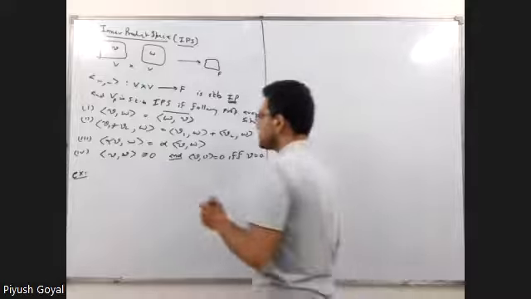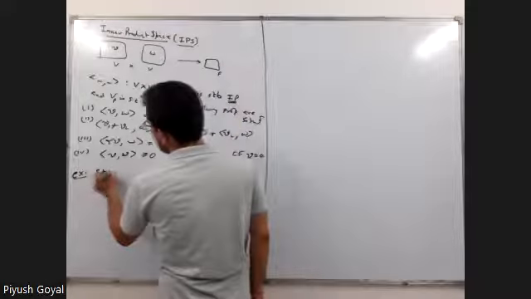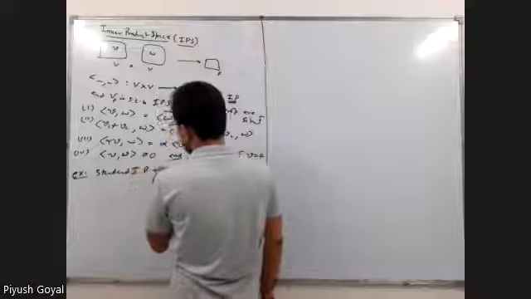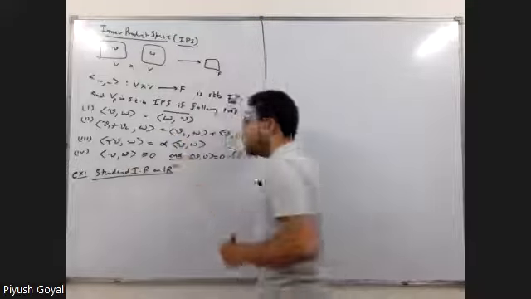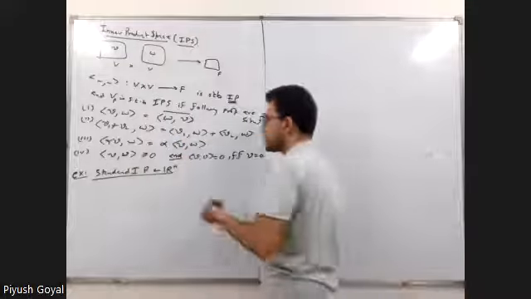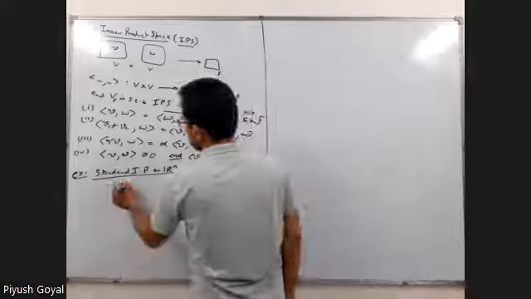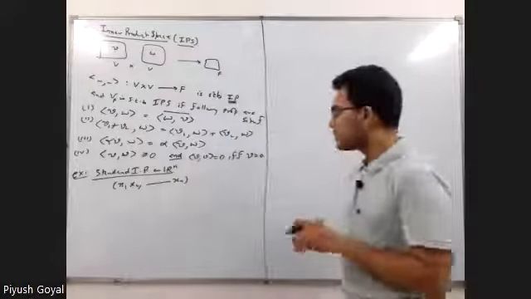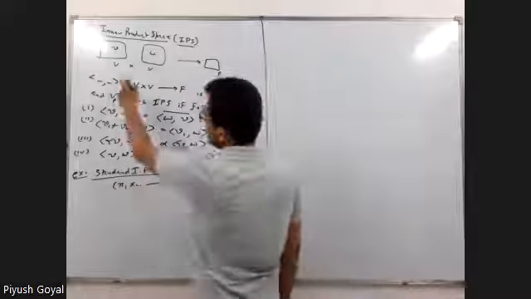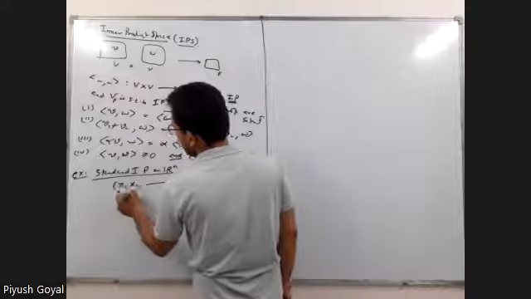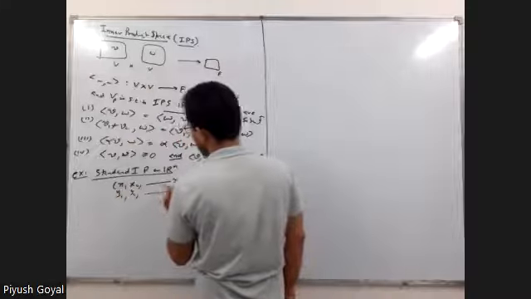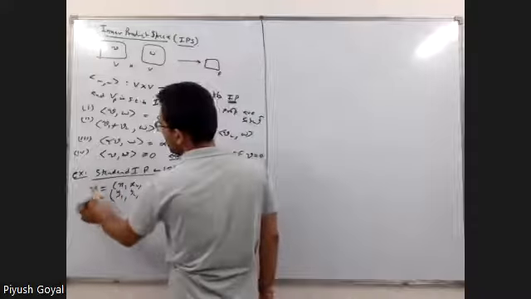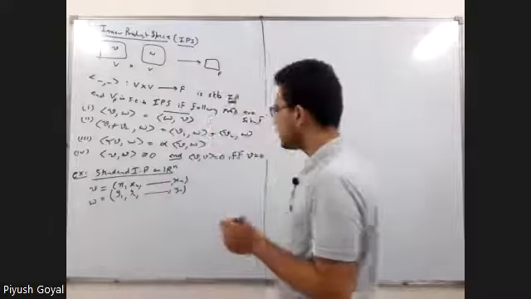Then the example is the standard inner product on Rn. What is this? Rn, you know, Rn is x1, x2 up to xn. This is an element of Rn. You need two elements, so you take y1, y2 up to yn also. You can represent them by V and W respectively, and these elements belong to Rn.